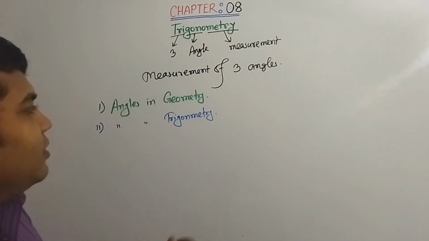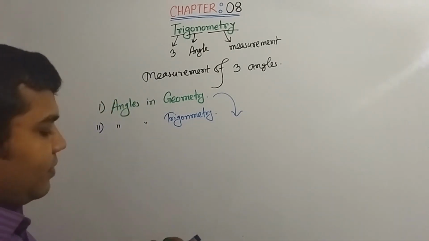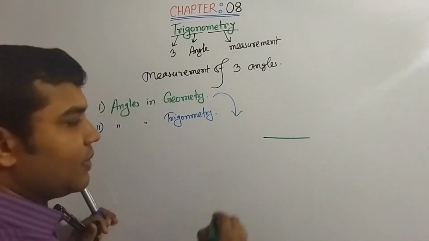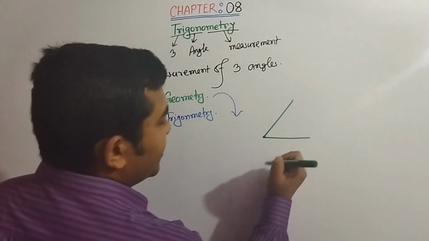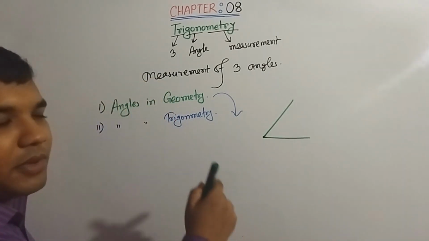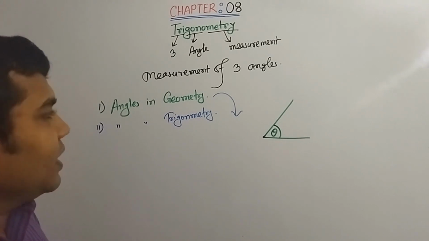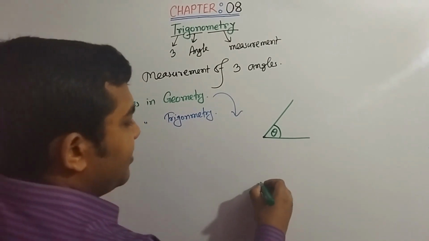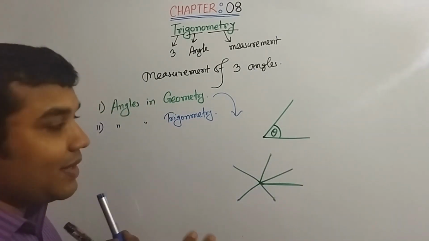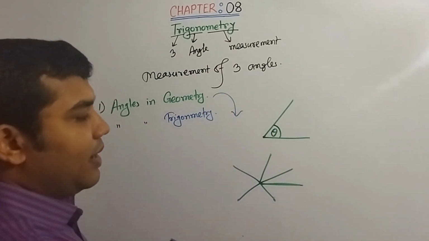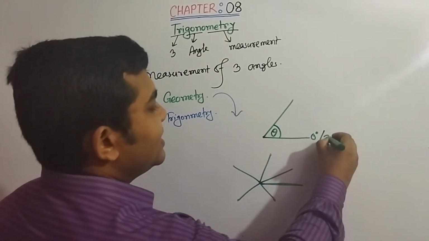My dear students, we already know generally how an angle is created. We all know that if 2 lines, say for example these 2 lines, start from the same point, then we can say an angle is created. So in geometry it can be this angle or that angle or this. That means in geometry we can find the angle from 0 degree to 360 degree.